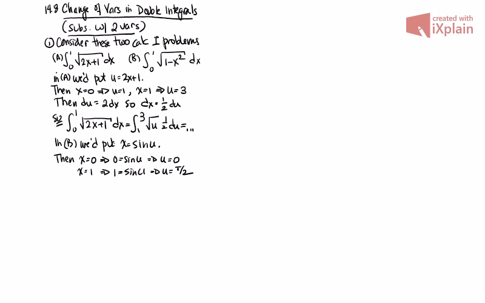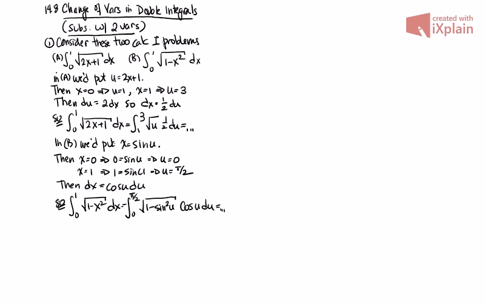So then the dx is a bit easier because dx is just cosine u du. So at the end of the day, this integral becomes the integral from 0 to pi over 2 of the square root of 1 minus sine squared u times cosine u du. And then that simplifies and we go from there. Not going to worry about that right now.